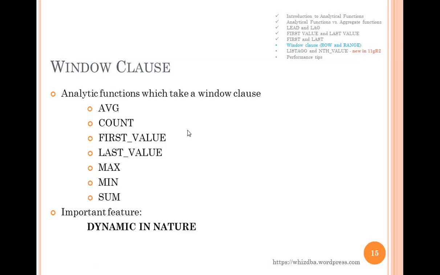Moving on to the next section, that is the window clause. Some of the analytical functions which take the window clause are listed here: average, count, first value, last value, max, min, sum. By the word window clause, we mean that in the partition we again have a subpartition wherein we can define the window within which we need to select the records. The window clause is very dynamic in nature.